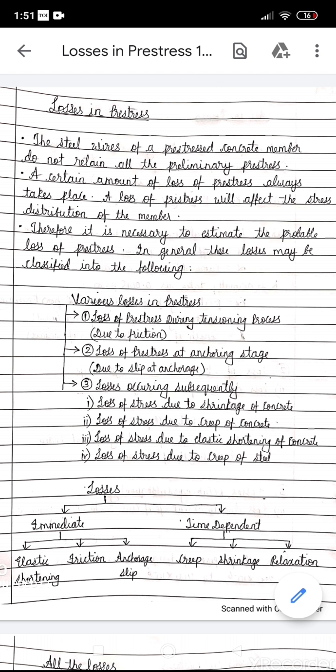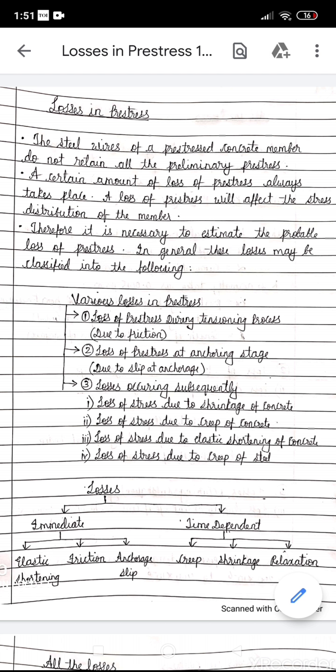So we have to find out these losses because it is very important to know the actual stress diagram, which we are considering for design. The losses are sometimes quite significant, so these losses should be taken into consideration before we design the section. So that is the importance of losses. Let us see what the losses are.